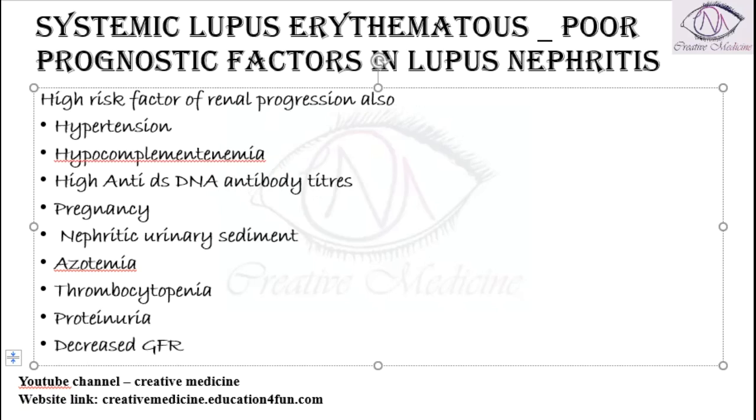So high risk factors in renal progression include hypertension, hypocomplementemia, high anti double stranded DNA antibody titers, pregnancy, nephritic urinary sediment, azotemia, thrombocytopenia, proteinuria, and decreased glomerular filtration rate. All these will cause progression of the disease in lupus nephritis.